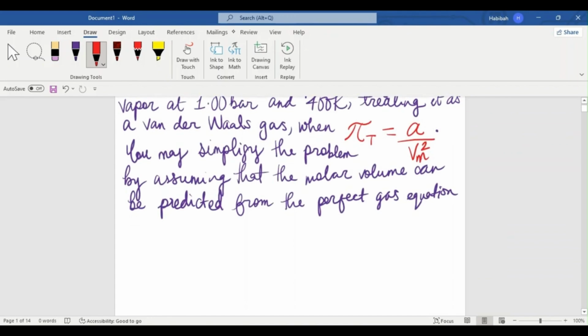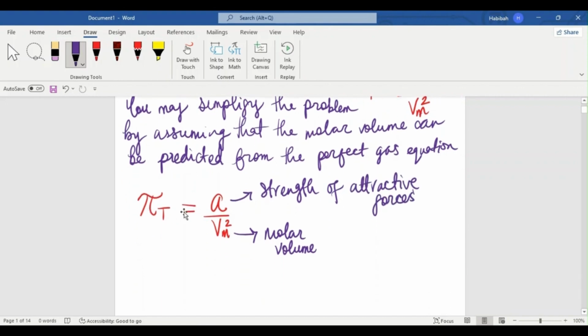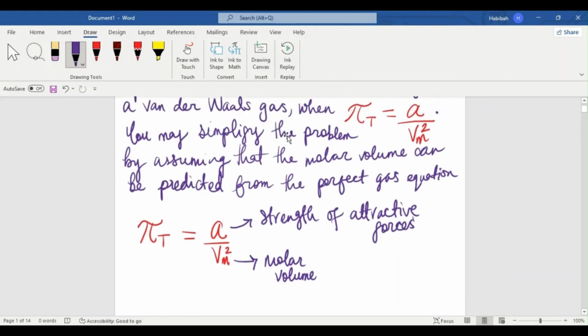First of all, we're blessed with the fact that the equation we're supposed to use to solve this question is already given to us. This Vm right here represents molar volume, for all of you who may need a little bit of a review. And this A simply represents the strength of attractive forces. Basically, we're dealing with a real gas here, but they told us that to determine the molar volume, we can use the perfect gas equation to simplify the problem. Meaning, even though it's a real gas, we're going to use the ideal gas equation just to determine the molar volume.